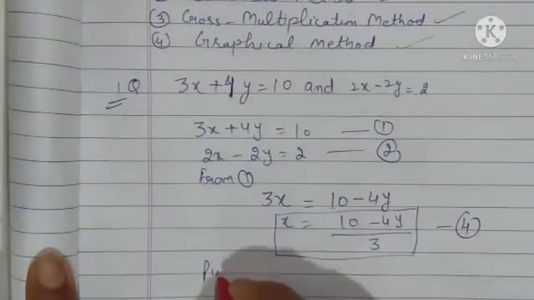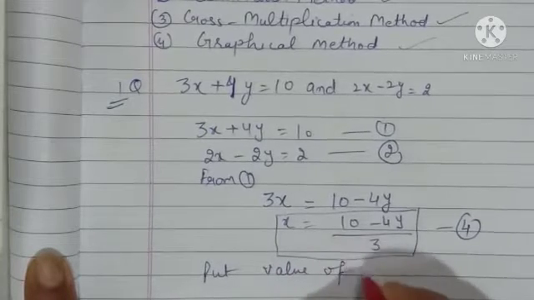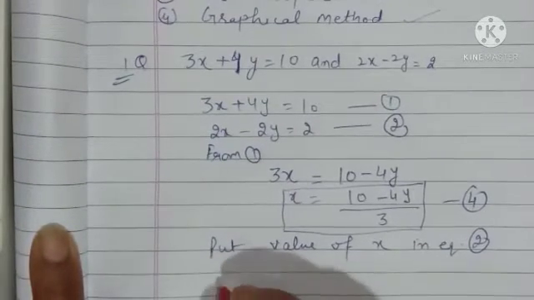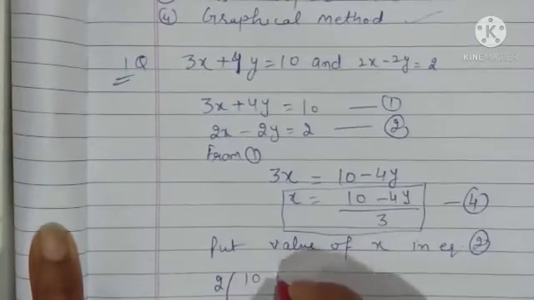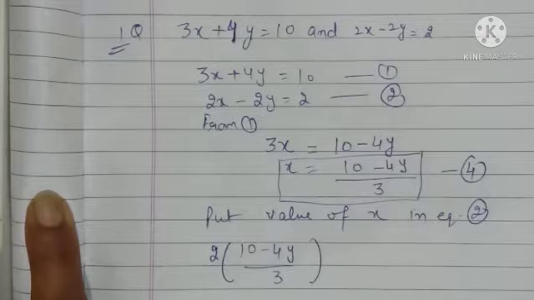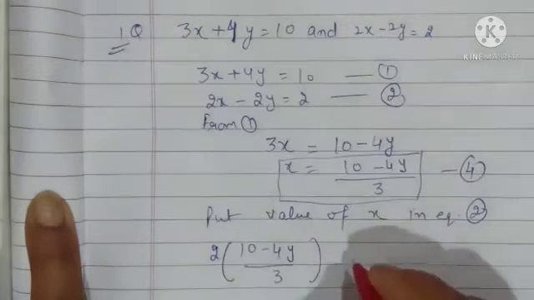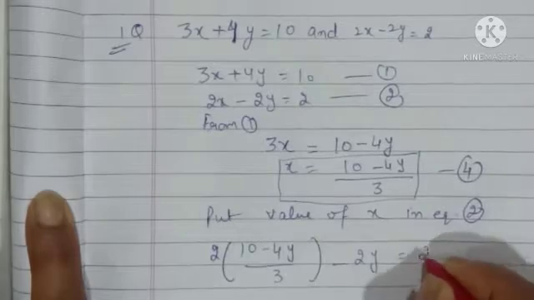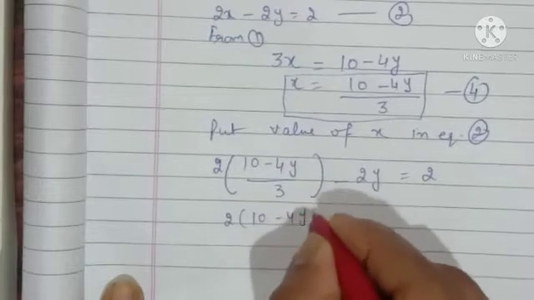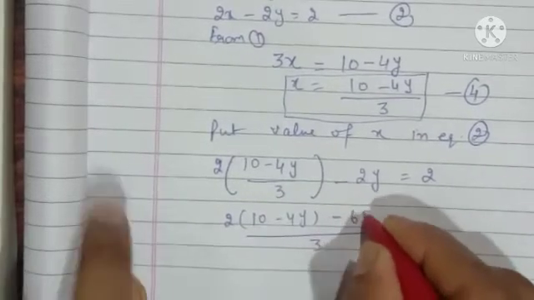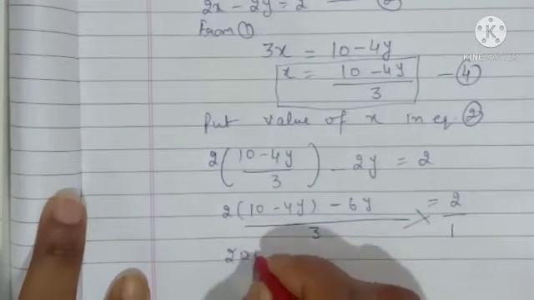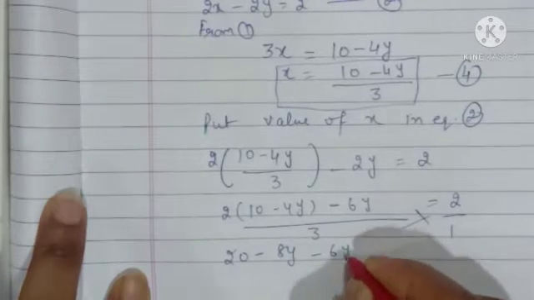Now, put the value of x in equation number 2. Putting the value of x in equation number 2, I get 2 into (10 minus 4y) over 3, on the place of x I have replaced the value I got from equation number 1, then minus 2y equals 2. Let us simplify by taking LCM. 2 into (10 minus 4y), if I take LCM, minus 6y over 3 equals 2. Doing cross multiplication and simplifying, I get 20 minus 8y minus 6y is equal to 6.